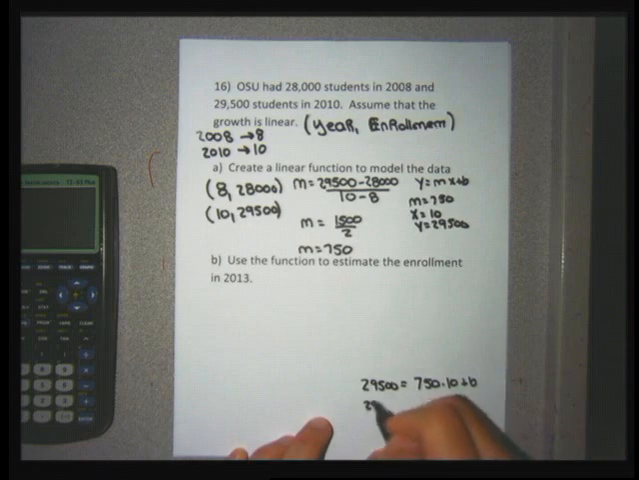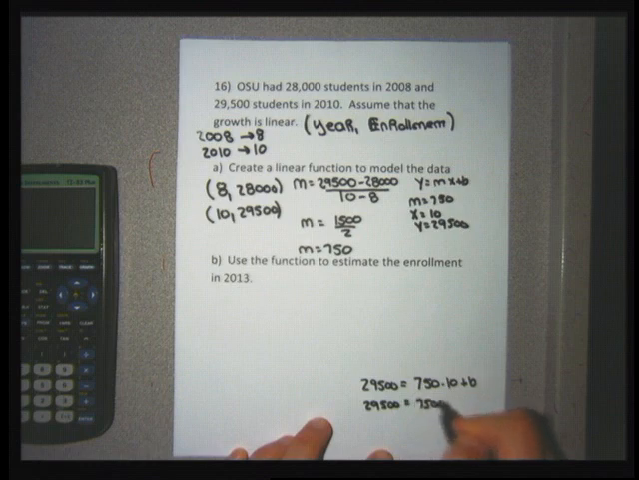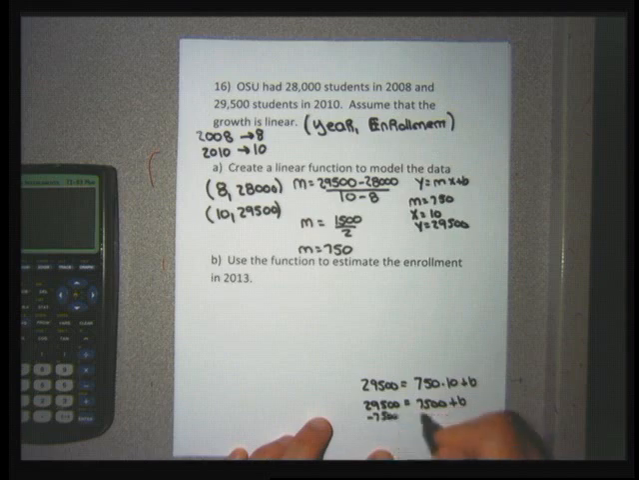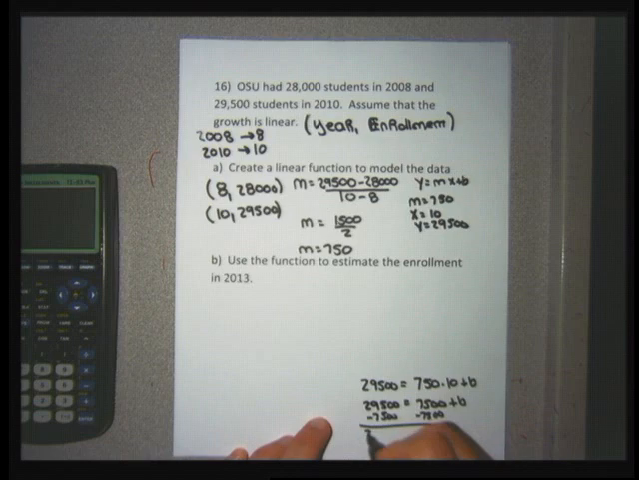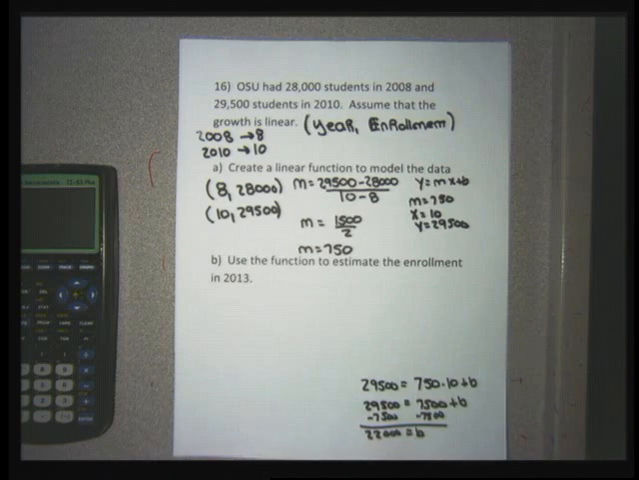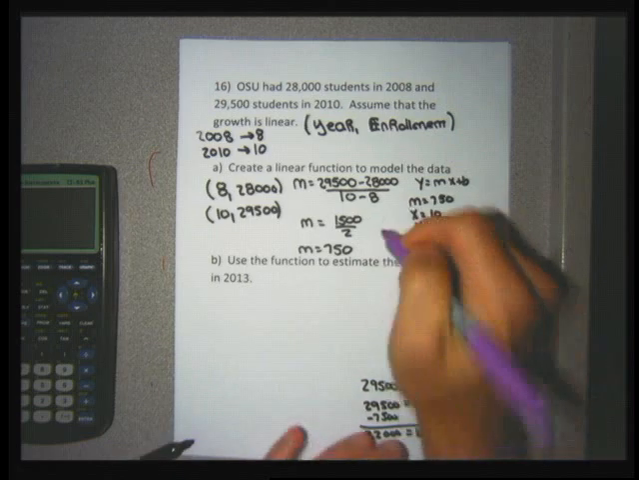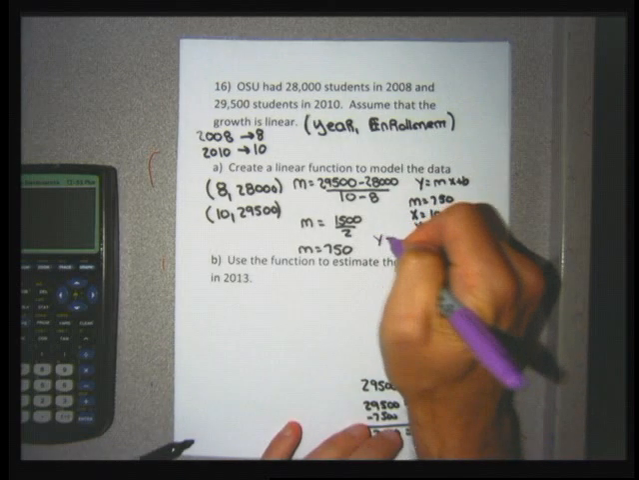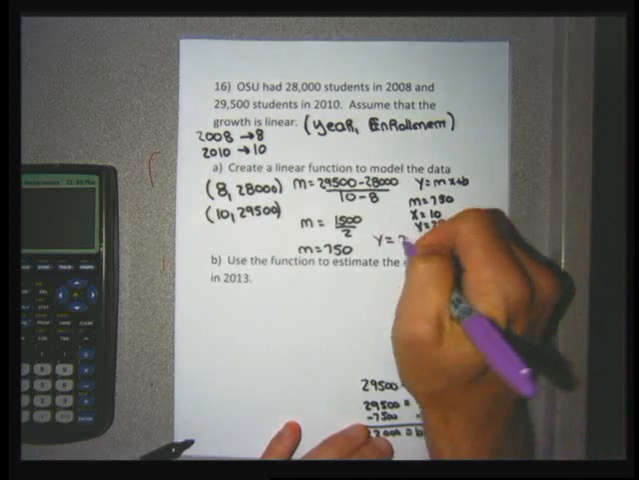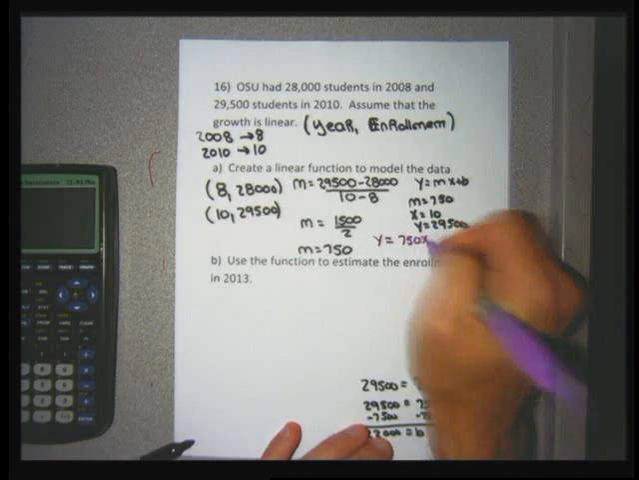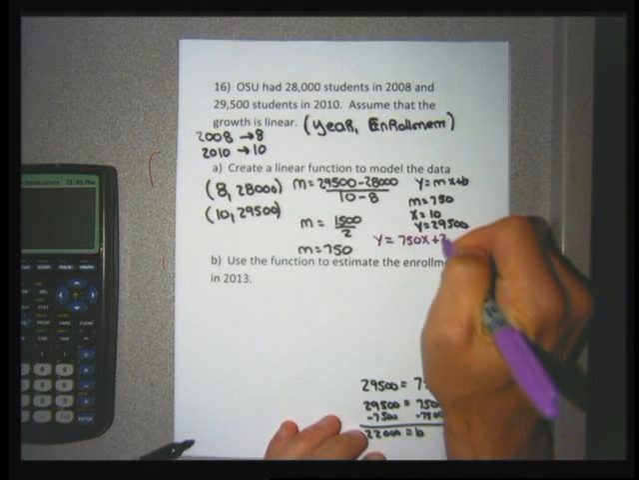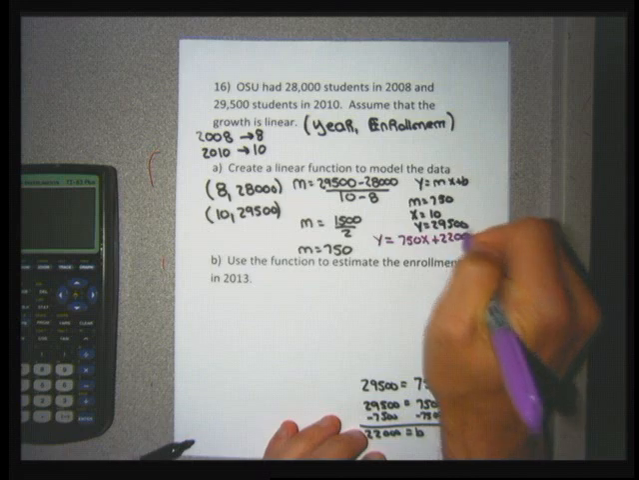Now I'm going to do the math. I'll get 29,500 equals 7,500 plus b. Now I'm going to minus 7,500, minus 7,500. And I think I can do this without my calculator. I think I get 22,000 equal to b. So the equation that I need in part A, I can write for an answer y equals 750x plus 22,000, and that's a linear, it's an equation of a line.